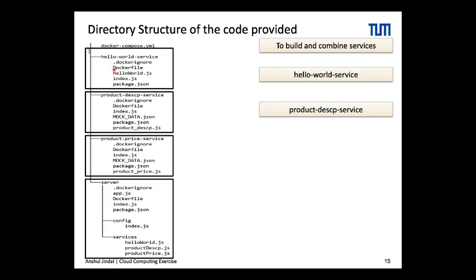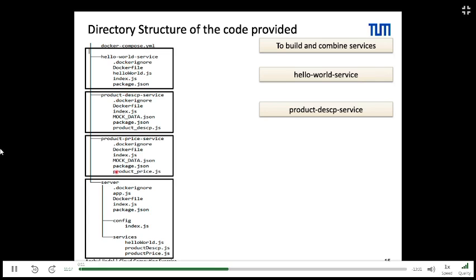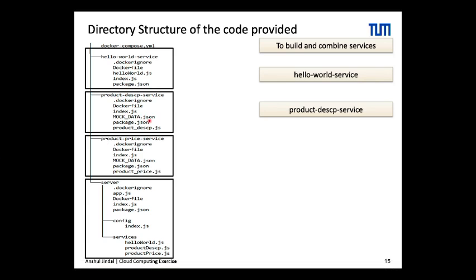Then the hello world.js or the product description.js specific to that particular microservice. And then the package.json file for all the dependencies required for that microservice. And the Dockerfile and the .dockerignore for ignoring certain files which you don't want to put inside the microservice. And for these 2 microservices, we also have the mockdata.json, which you will read in your microservice to get the product description and the product price and send it back as a response.